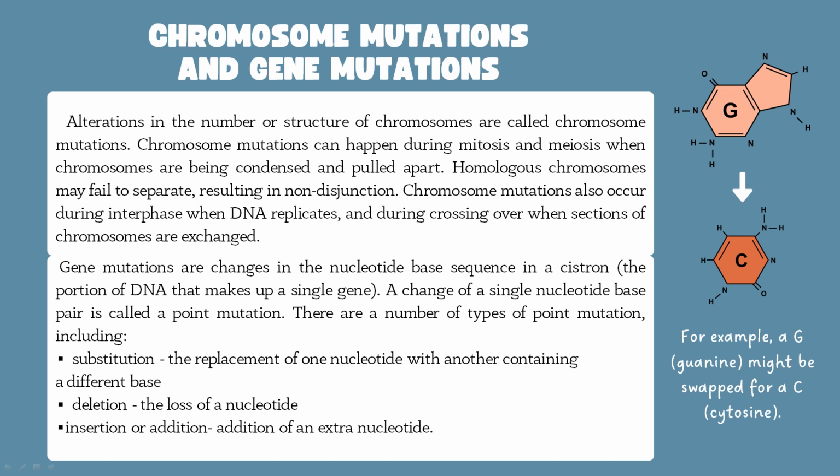Alterations in the number or structure of chromosomes are called chromosome mutations. Chromosome mutations can happen during mitosis and meiosis when chromosomes are being condensed and pulled apart. Homologous chromosomes may fail to separate, resulting in non-disjunction. Chromosome mutations also occur during interphase when DNA replicates and during crossing over when sections of chromosomes are interchanged.